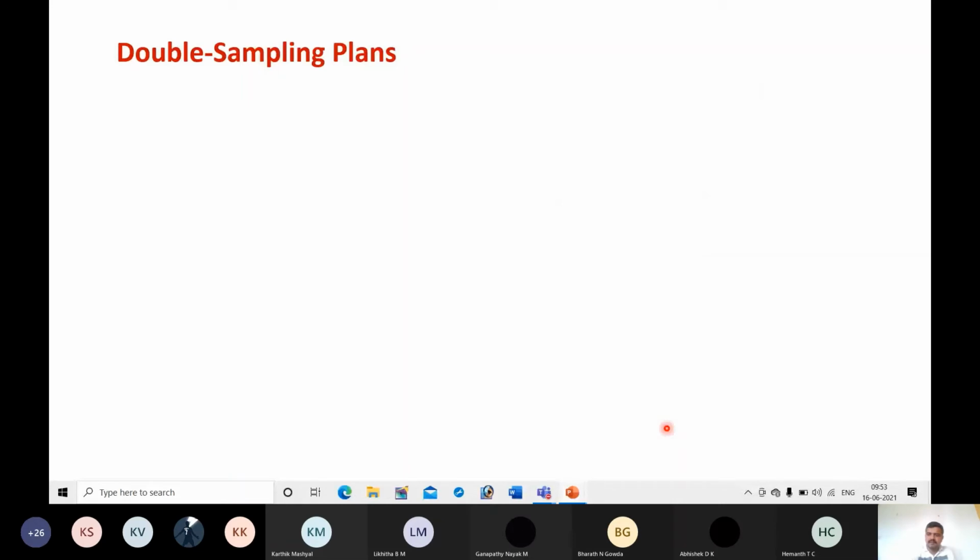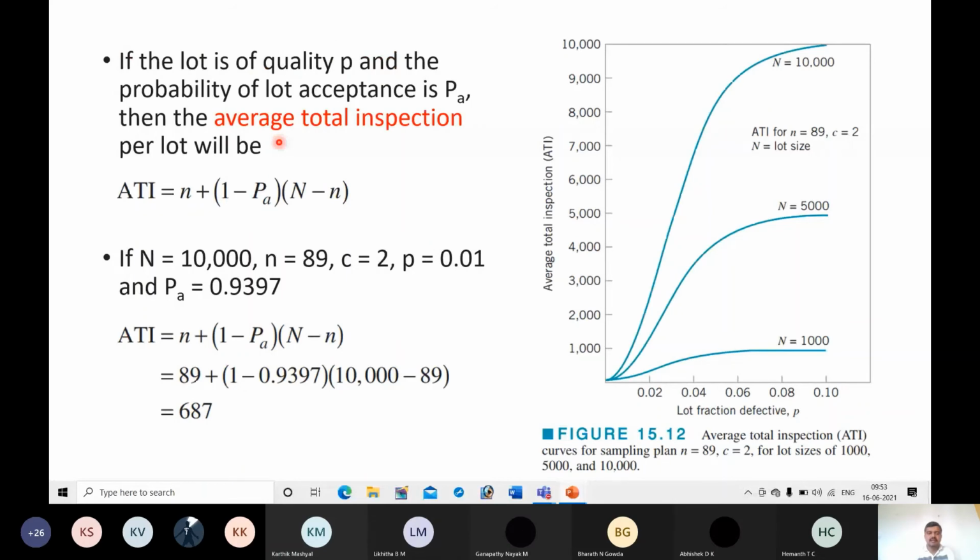Next, double sampling plans. Whatever we have discussed till now is related to single sampling. Single sampling means, out of 10,000, in this example, 10,000 is the lot size in a batch. 10,000 units are produced. Out of 10,000, based on the sampling plan, you are taking 89 samples. And out of these 89 samples, you are fixing an acceptance number. That means if the number of defectives is less than or equal to 2, you will accept this lot.